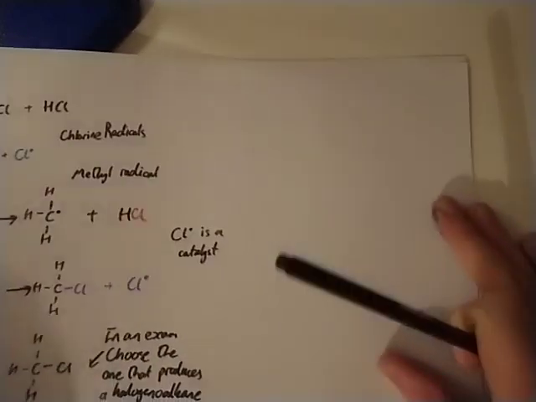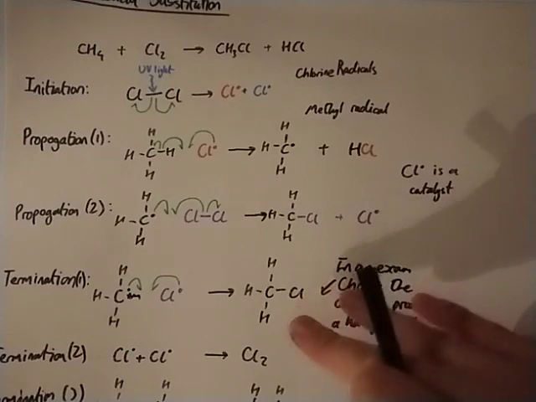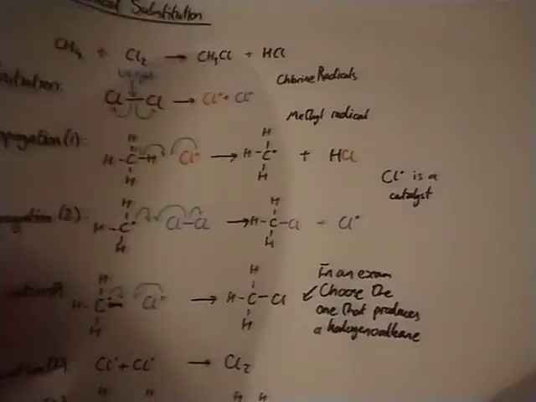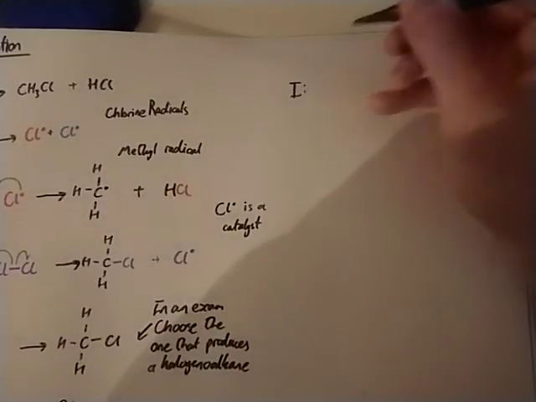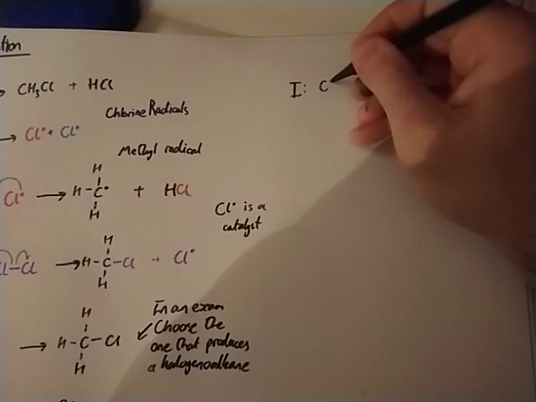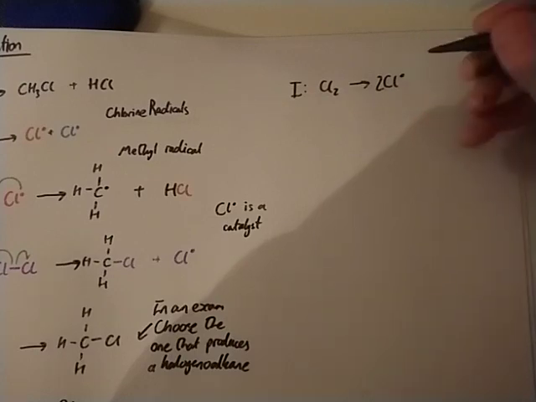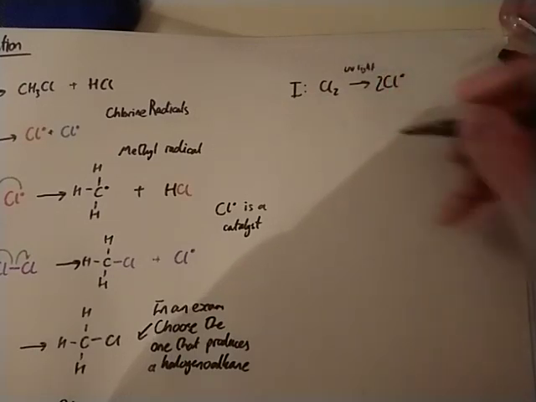So, in summary, this is what's going on, and you need to be able to draw those reactions. You don't need the arrows for these reactions. You will for all the other reaction mechanisms. So what goes on, you've got an initiation step where the chlorine gets broken into two Cl radicals using UV light.